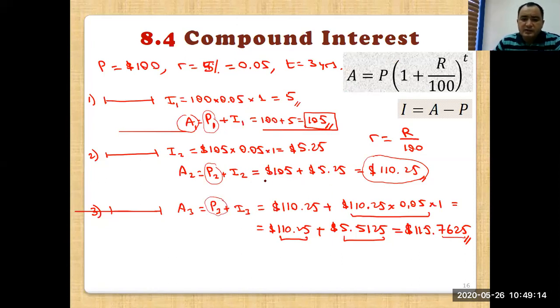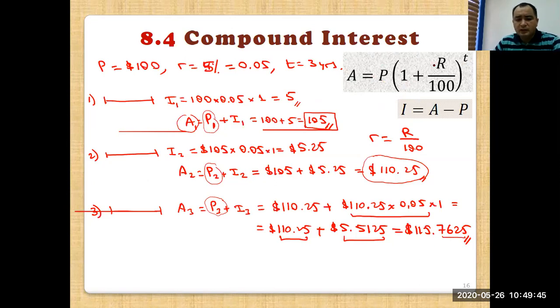Okay, so when we just continue this, instead of this 100, if I use P, instead of 0.05, if I use R, and this one is just one, right? And simplify this, add them up, we will get this formula. Now proof, if you're interested, I can show you a bit later, but this is how we should understand this formula. So this amount is equal to this, principal, and rate, and time.